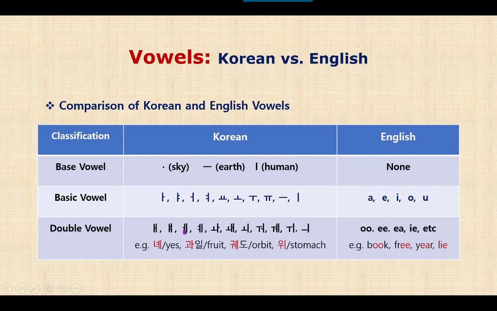In Korean, we have double vowels. A is here. E is here. O is here. U is here. Okay? And A is not here, but A is here. Double vowel. In Korean, there are 11 double vowel letters.